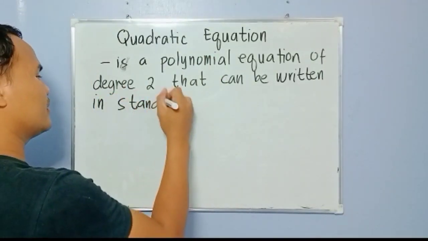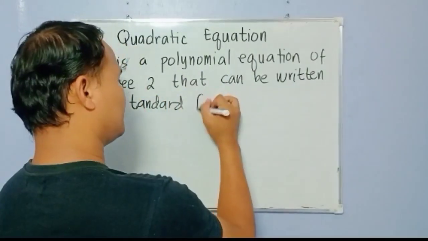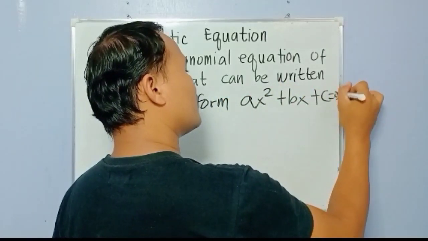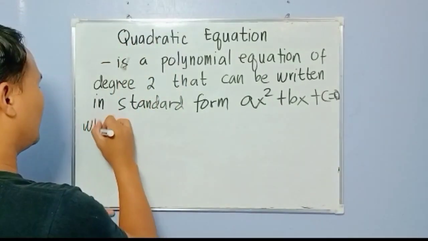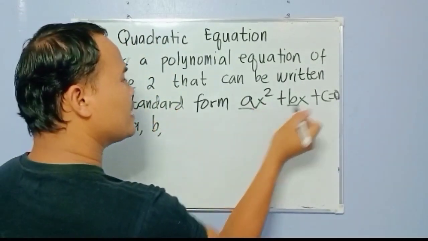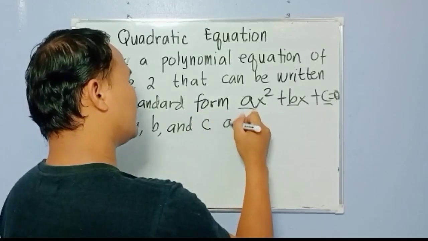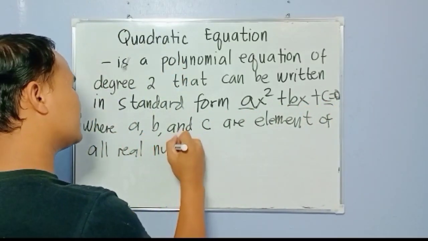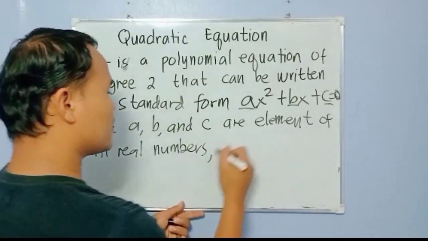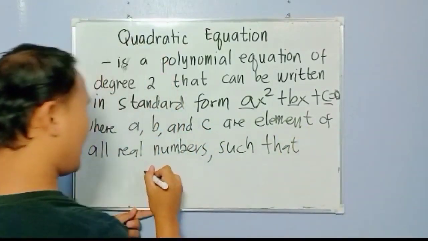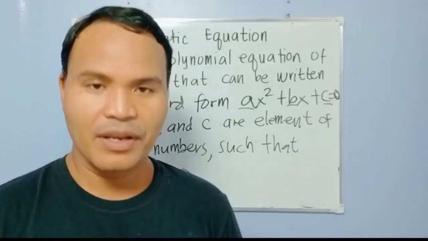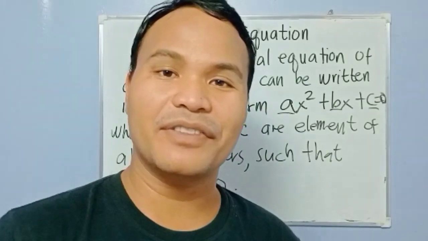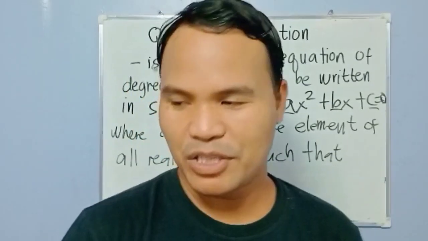in standard form: ax squared plus bx plus c equals 0, where a, b, and c are elements of the set of all real numbers such that a should not be equal to 0. Okay? Let us have an example of a quadratic equation.